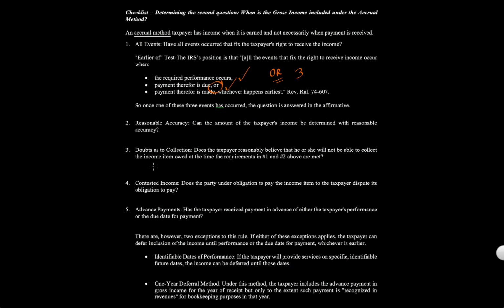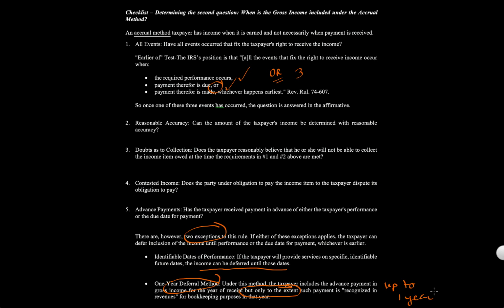However, there's 2 exceptions, and these 2 exceptions are very important. The first exception is the identifiable date of performance. If the taxpayer will provide services on specific identifiable future dates, the income can be deferred until those dates. The other is the 1-year deferral method. Under this method, the taxpayer includes the advance payment in gross income for the year of receipt, but only to the extent such payment is recognized in revenues for bookkeeping purposes in that year. So it can only go up to 1 year.